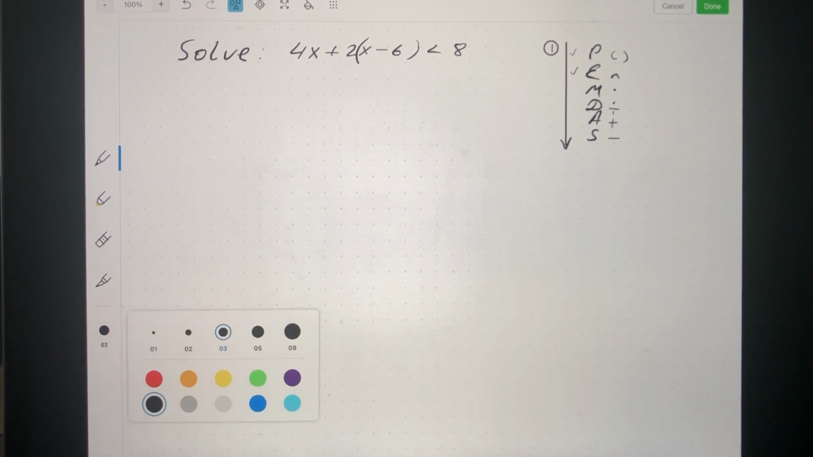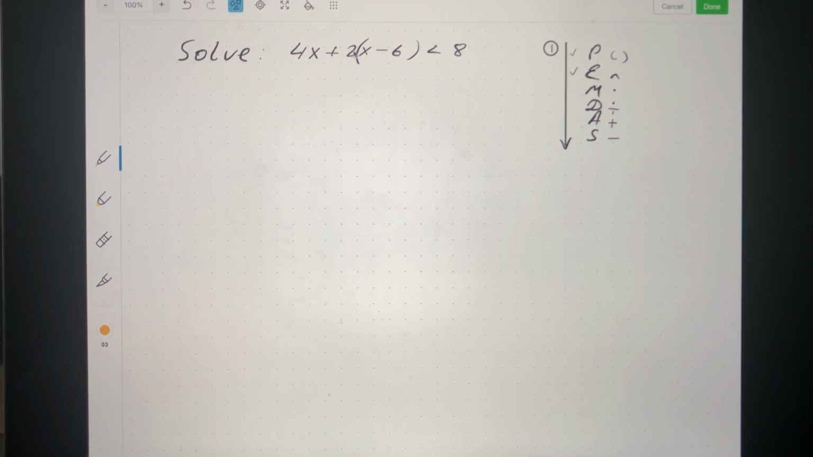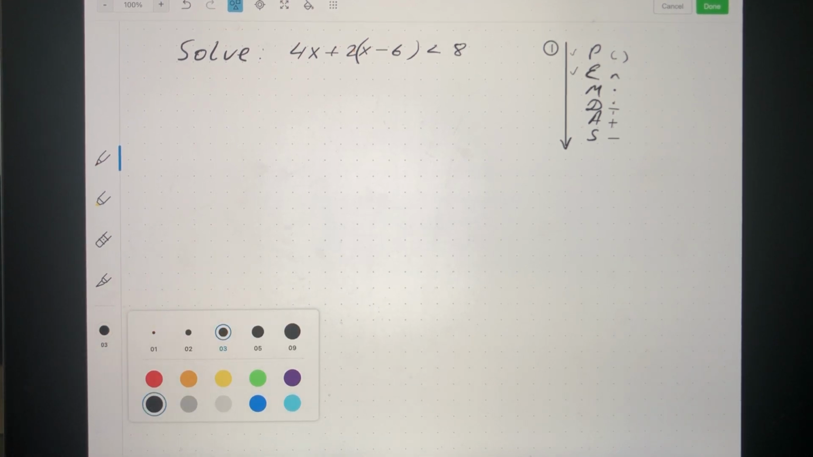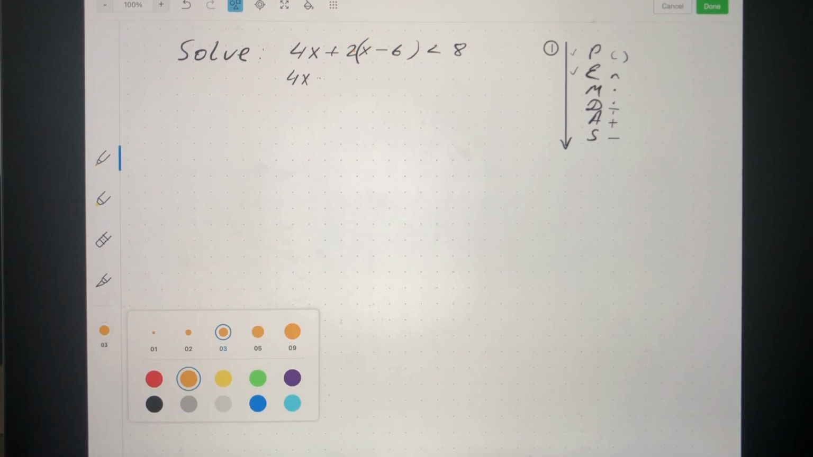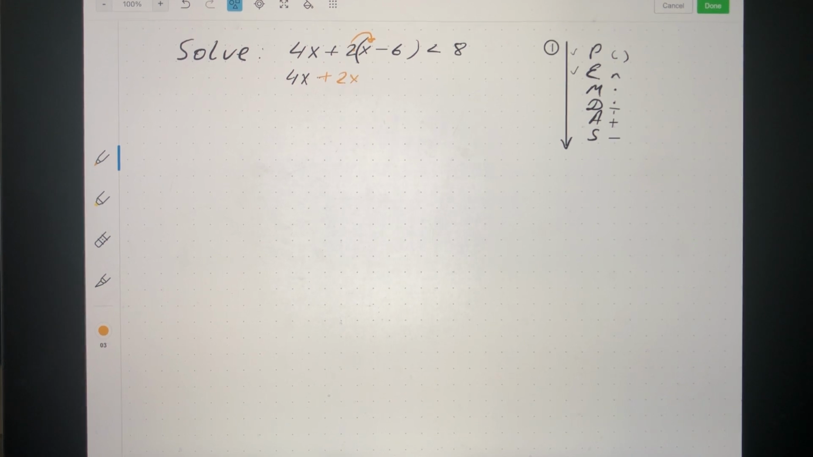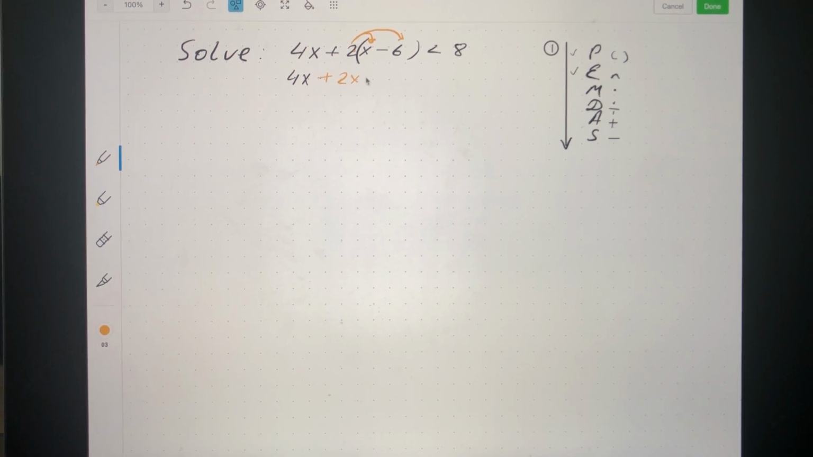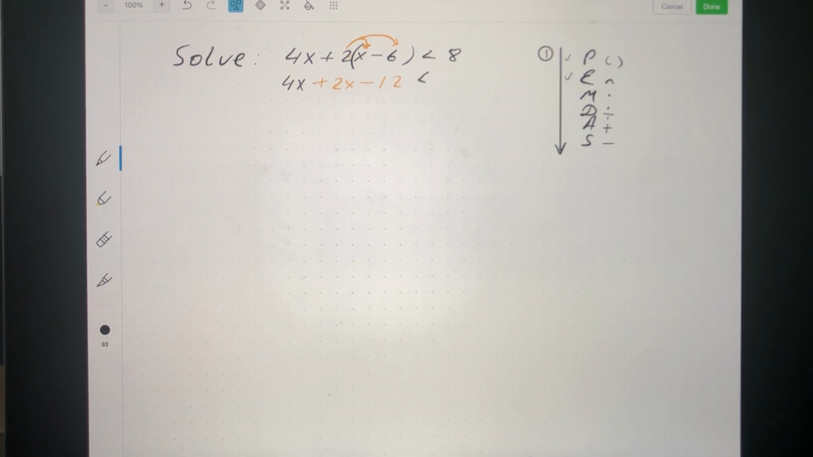Multiplication, yes, there is a multiplication, and it's between 2 and the parentheses, so we go ahead and do that operation. So 4x, and then the multiplication: 2 times x is positive 2x, 2 times negative 6 is negative 12, and the rest is the same. So that completes multiplication. There was no division. We go to addition, subtraction.